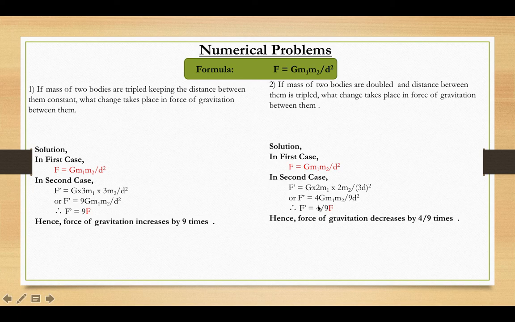Here 4 by 9 means it is less than 1. If the result comes less than 1, it decreases, and if the result comes more than 1, it increases. For example, in place of 4 by 9, if it came 9 by 4, in that case it would be more than 1, and we would have to write increases. But here you can see 4 by 9, which is less than 1. So we can come to the conclusion that force of gravitation is decreased by 4 by 9 times. This is how we discussed different types of numerical problems.